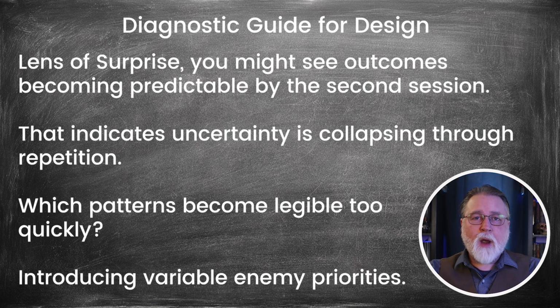Looking through the lens of surprise, you might see outcomes becoming predictable by the second session. That could indicate uncertainty is collapsing through repetition. One diagnostic question might be, which patterns become legible too quickly? One focus change could be introducing variable enemy priorities.